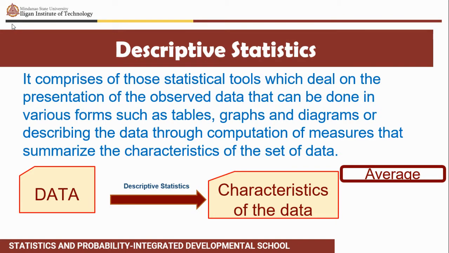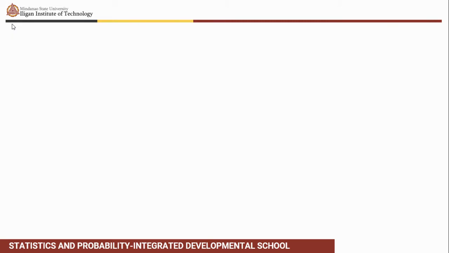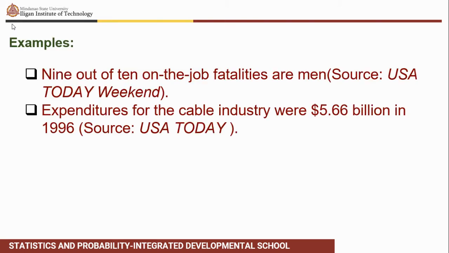This can be represented using average, mode, standard deviation, and many more. Example, 9 out of 10 on-the-job fatalities are men. Expenditures for the cable industry were $5.66 billion in 1996.